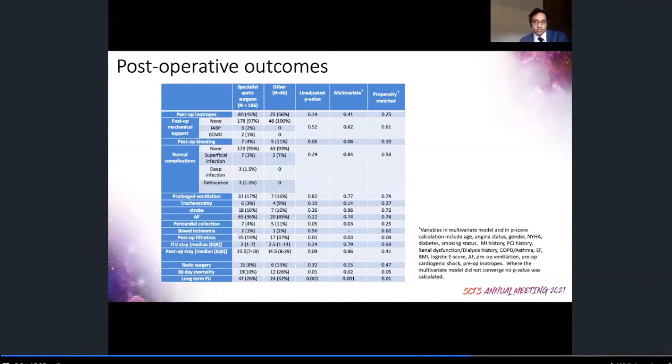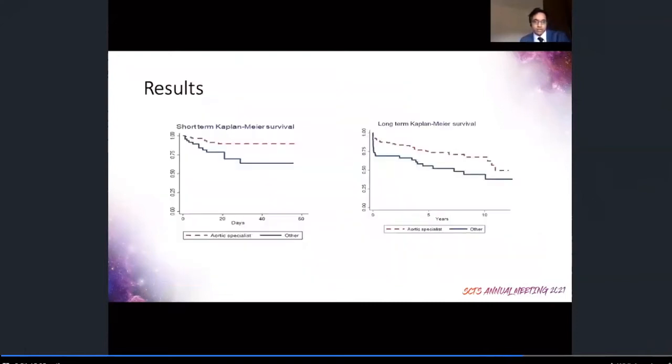The mortality rate was lower in the aortic specialist group, 10% versus 26% in the unadjusted outcomes, and was still significant when propensity matched. Long-term mortality follow-up over a period of 14 years showed a significant advantage in the aortic specialist group, 26% versus 52%, and this remains statistically significant even after propensity matching. These are our Kaplan-Meier survival curves. On the left are the short-term survival curves, and on the right are the long-term survival curves, showing the significant advantage with an aortic specialist.